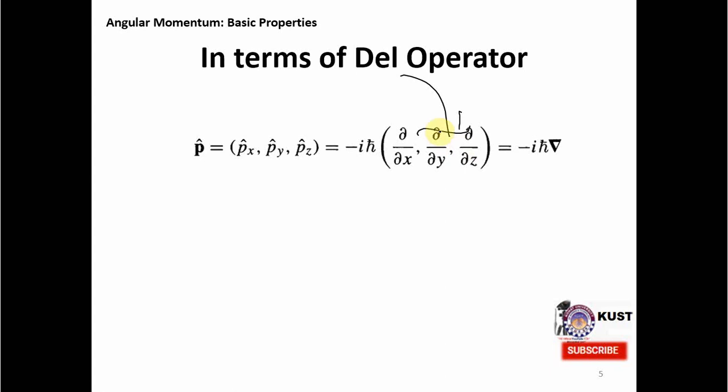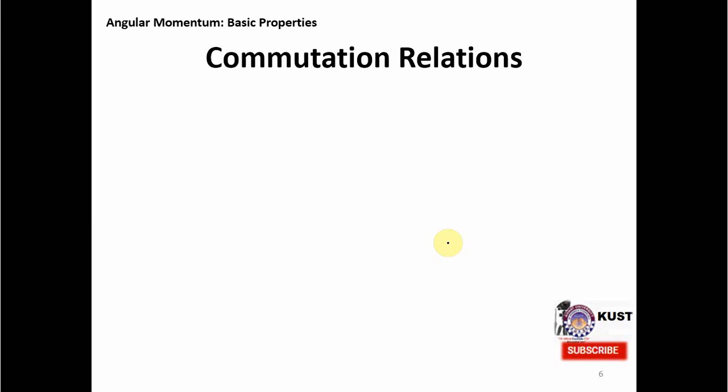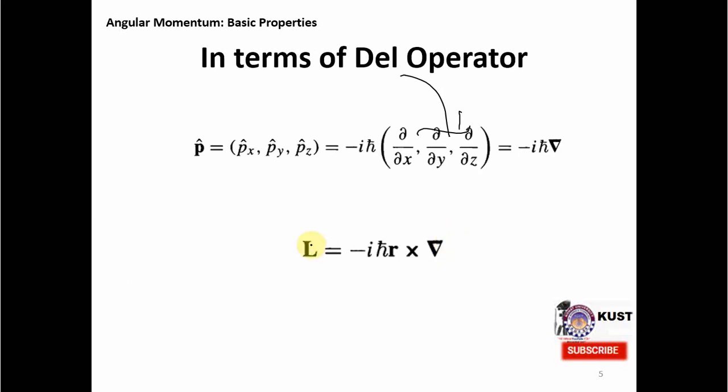Here you can see that this del operator is also called the nabla operator, and in 3 dimensions it is written as this triangle. This triangle is actually the nabla operator or del operator, and it is a combination of partial derivatives from all three components. And using this nabla operator, now we can write the angular momentum L in terms of r cross nabla, with the three components combined, and this is the definition of the total angular momentum.